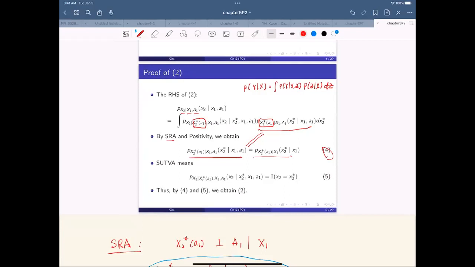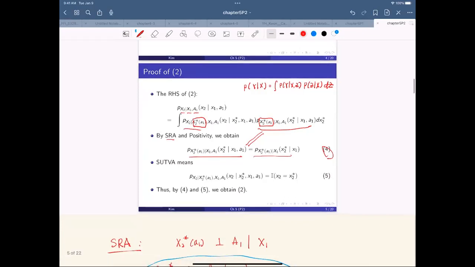right? So then this guy is equal to this one, which is this one. So then you integrate out over this. So you put it to here and move it to here and integrate out over x2 star. That actually proves equation 2.